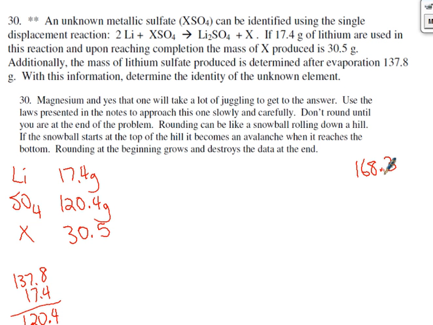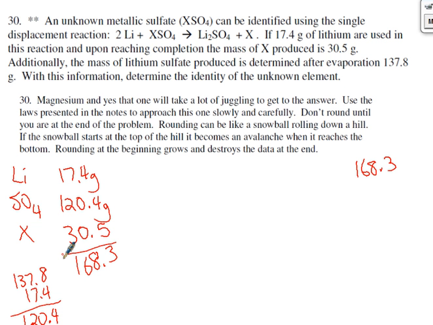So let's just check that. X sulfate and lithium should add up. 120.4 plus 17.4 plus 30.5, 168.3. Good. All right. So the reactant's mass and the product's mass are the same. So we don't have anything that just disappeared, because that creates a whole conundrum that would have to be worked out that we don't really deal with in AP.